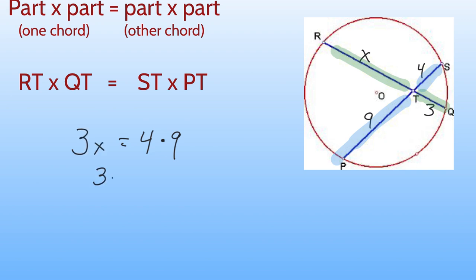Well, this is pretty easy. 3X equals, multiply those, you get 36. Divide by 3, and you get X equals 12.